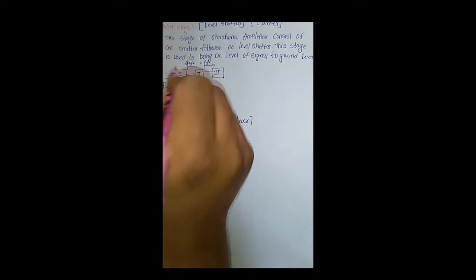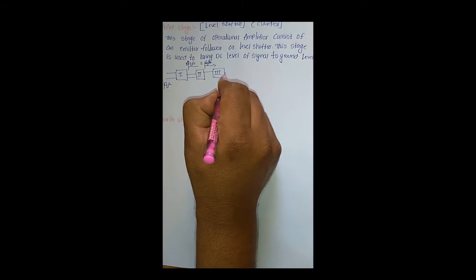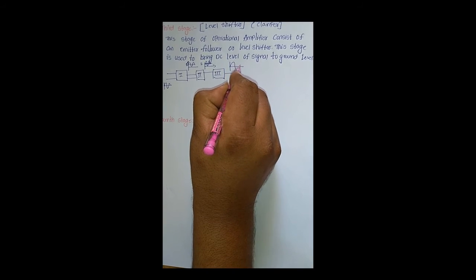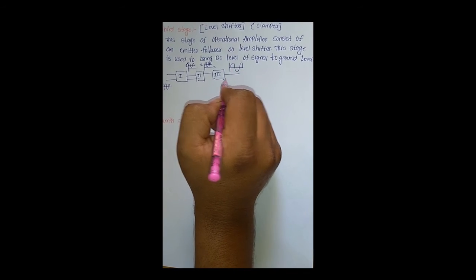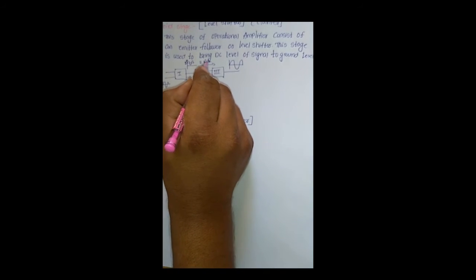But now here we need to remove this DC level, and again we get this signal as the ground level output signal. Clear? But here our doubt is why we are removing this DC level.